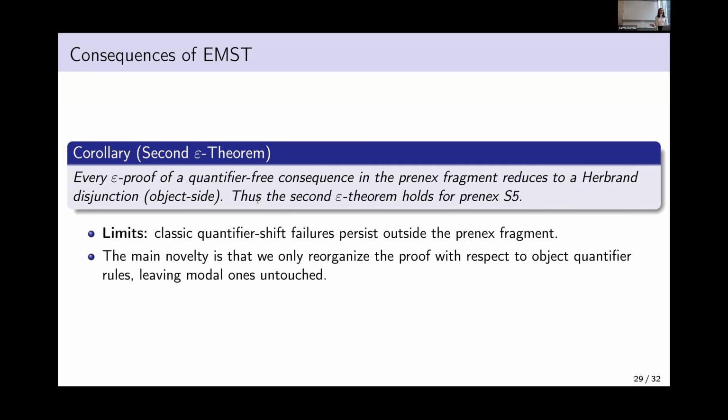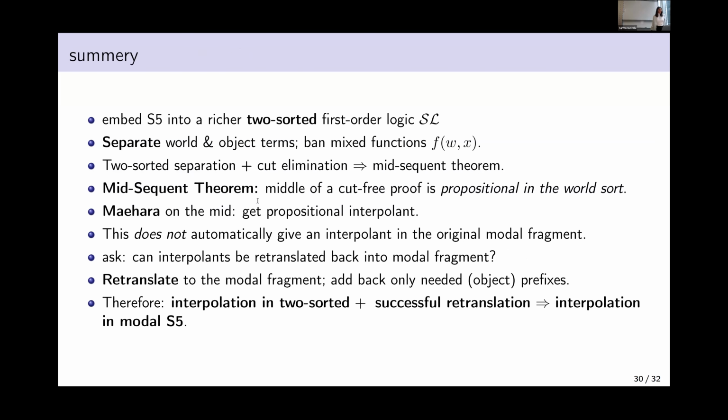The simple idea here is that we just reorganize the proof with respect to the object quantifier rules, and we don't touch the modal quantifiers. So to sum up, what we have done: we have embedded S5 into a richer two-sorted logic. We have separated world and object terms. We have omitted function symbols. We have two-sorted separation, path elimination, the mid-sequent theorem, the Maehara lemma, and we obtain interpolation. And then we try to retranslate back.